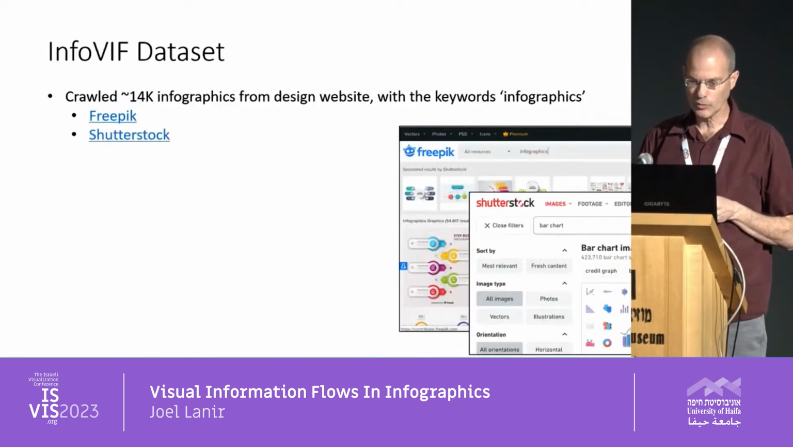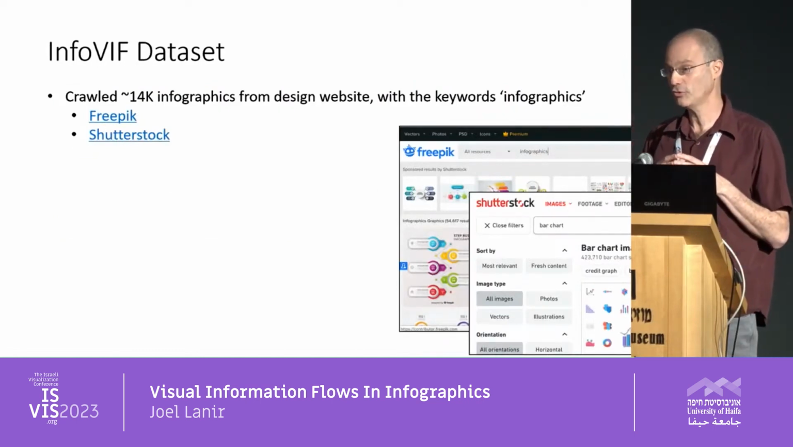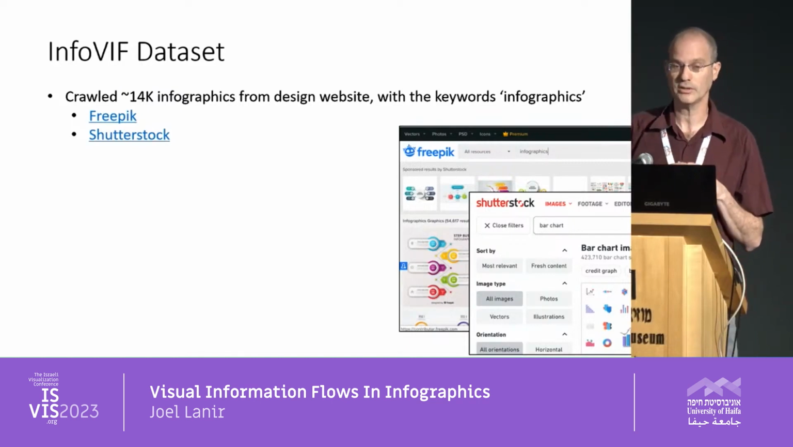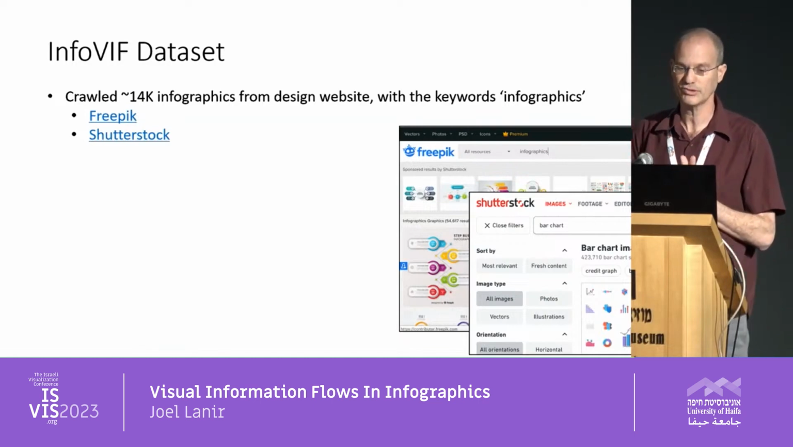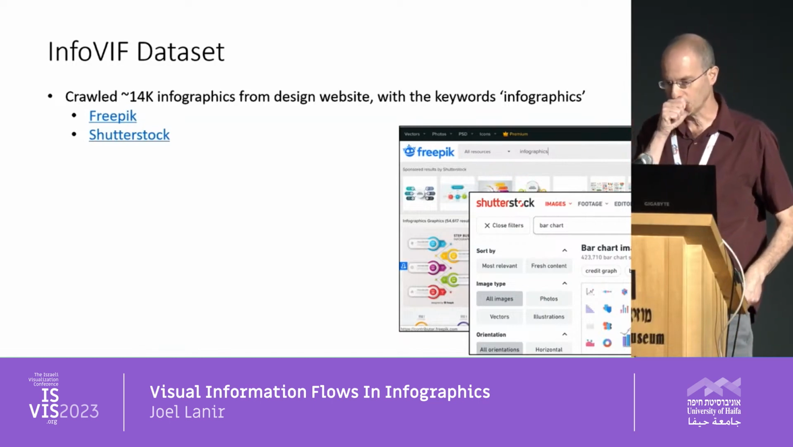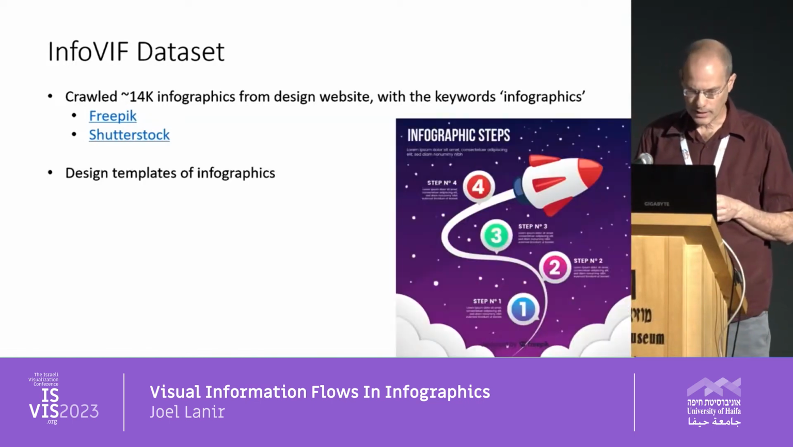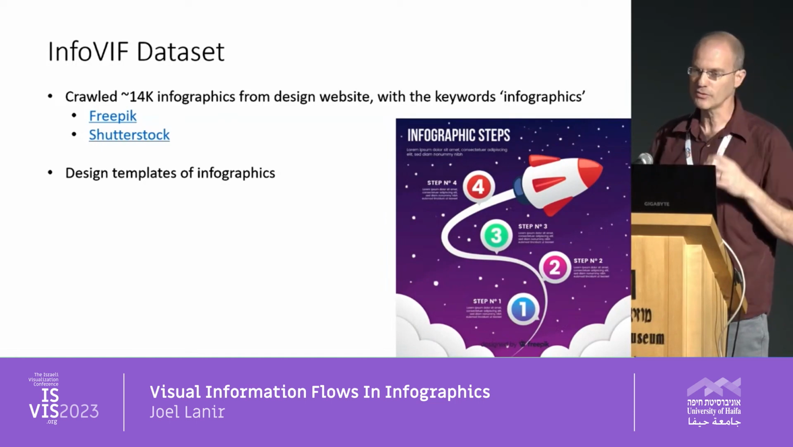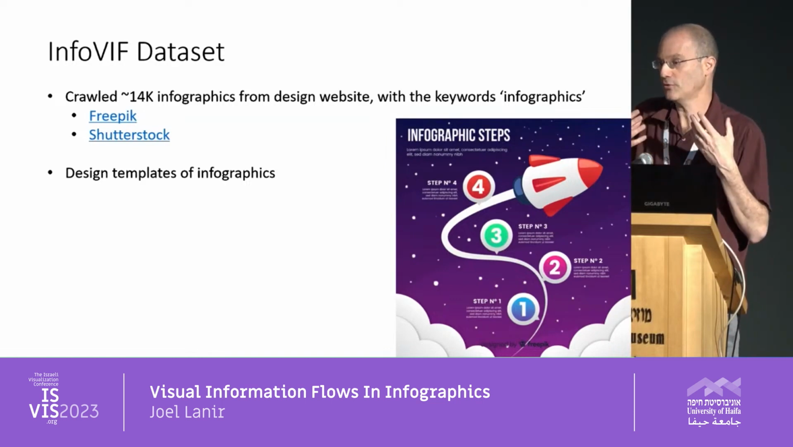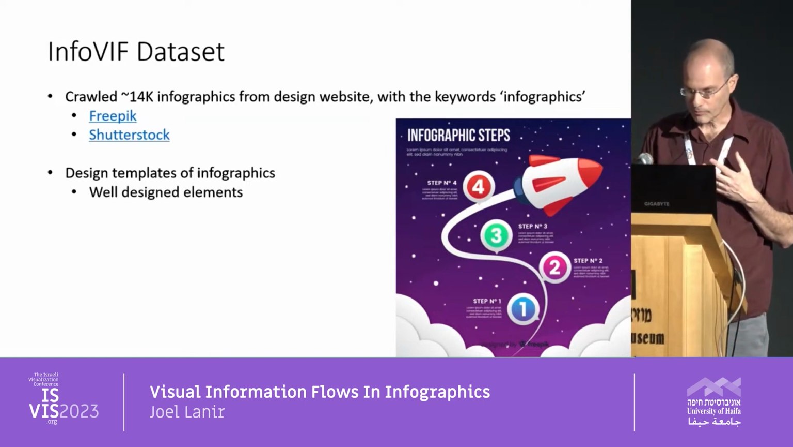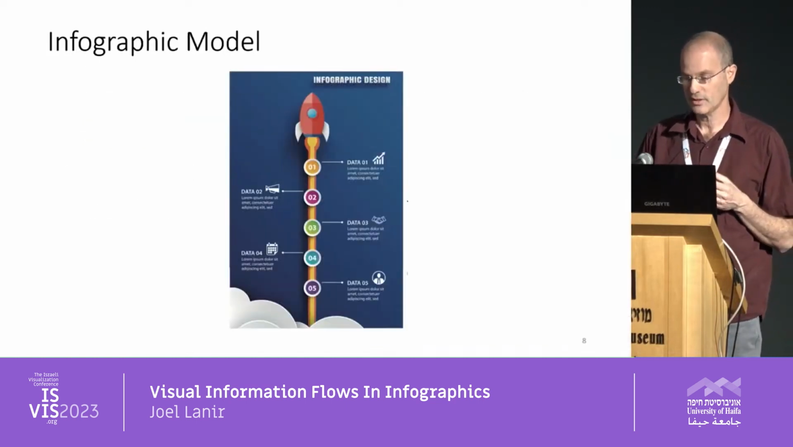So our approach, we took a data science approach, a big data approach, and we crawled and downloaded 14,000 infographics from design websites. We looked at FreePic and Shutterstock, and with the keyword infographic, we simply downloaded them. And most of the images we downloaded were design templates. So they were well crafted, well designed, and very diverse as well. So we had a large data set of diverse infographics.